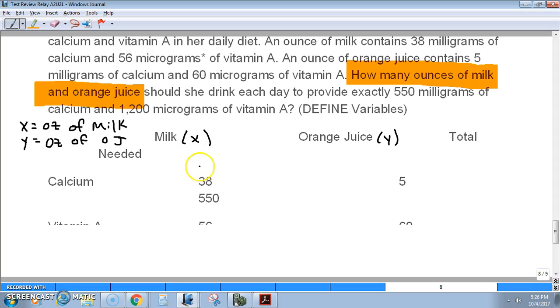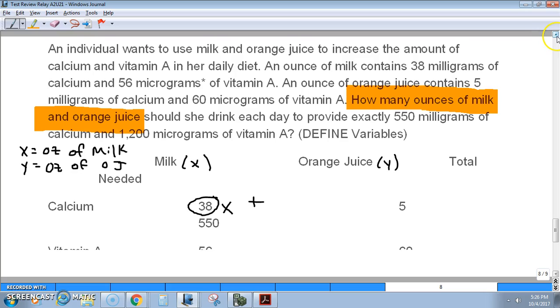The table didn't come out here, but what it is saying is that you need 38 milligrams of calcium per ounce of milk, so I'd put the x next to the 38, plus, what is it for orange juice?